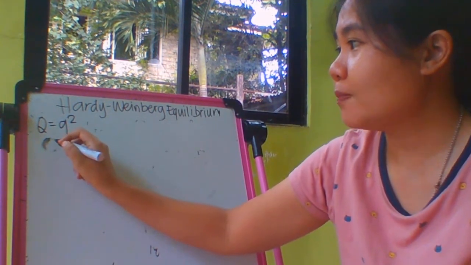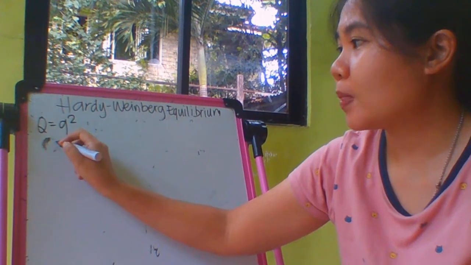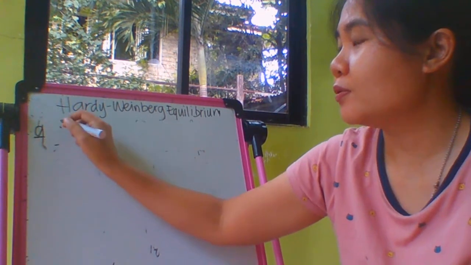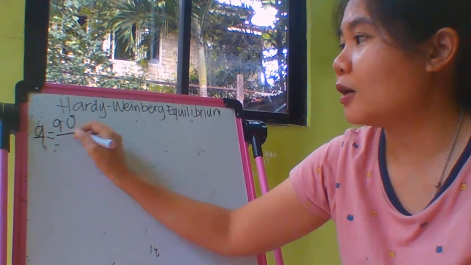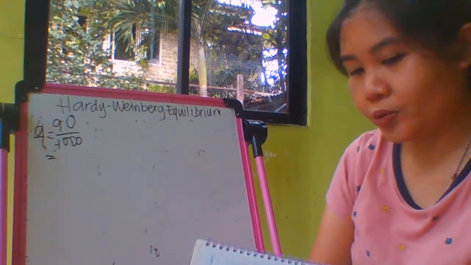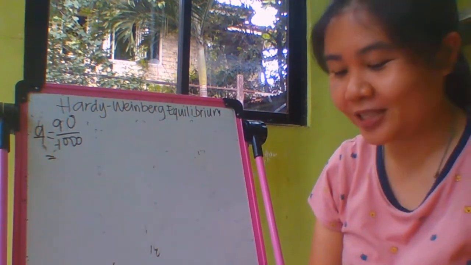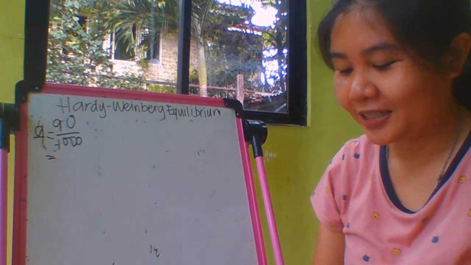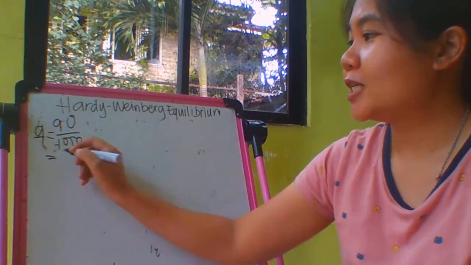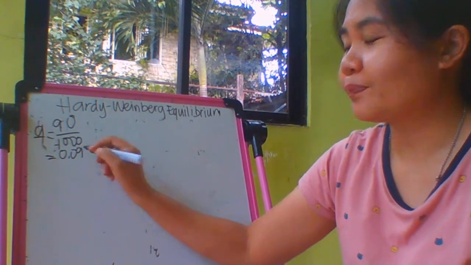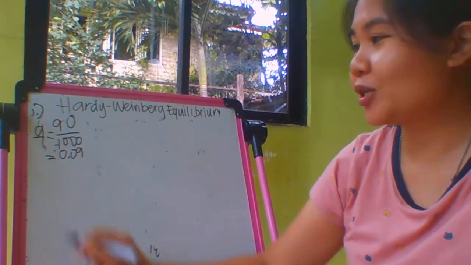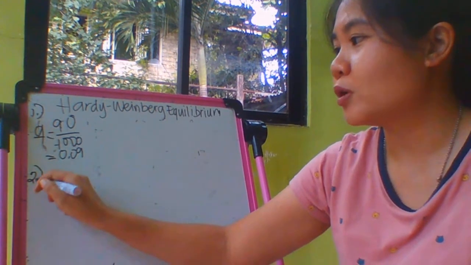So 90 out of 1,000. I still have to use the calculator. So we have 0.09. This is your step one. We're done with step one, we go to step two.